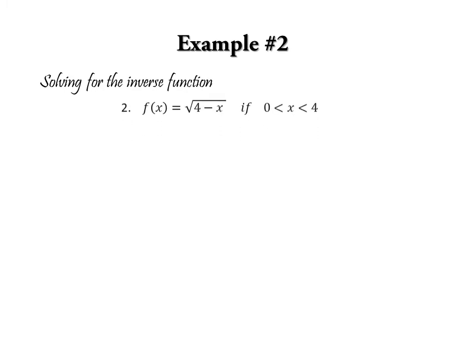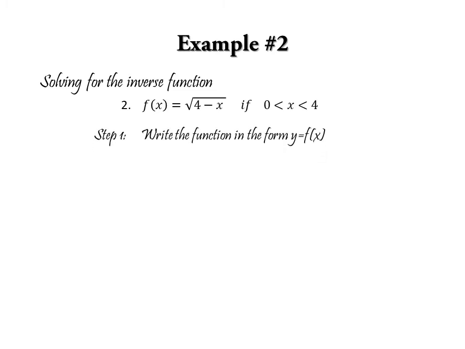Let's take a look at example number 2. Solving for the inverse function. The function is the square root of 4 minus x, where x is greater than 0 but less than 4. Step 1 again, write the function in the form y is equal to a function of x. Y is the square root of 4 minus x.